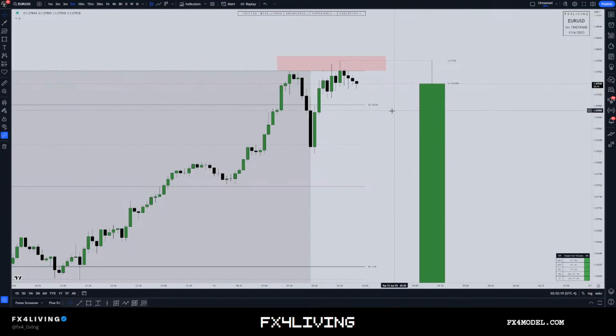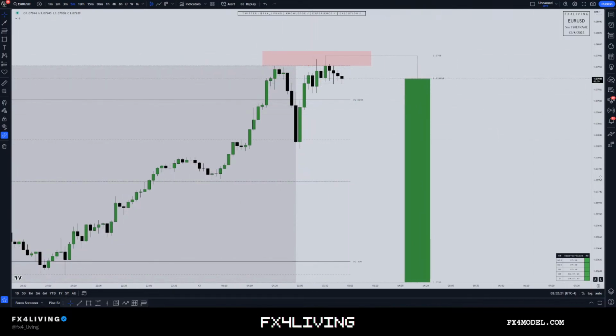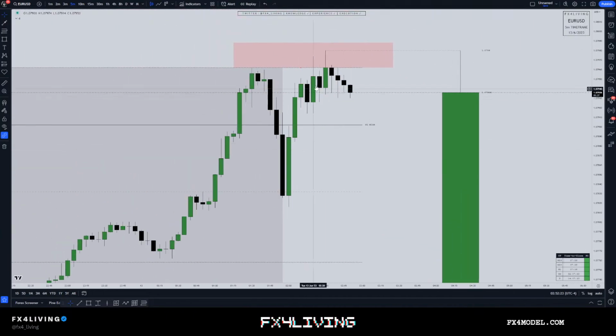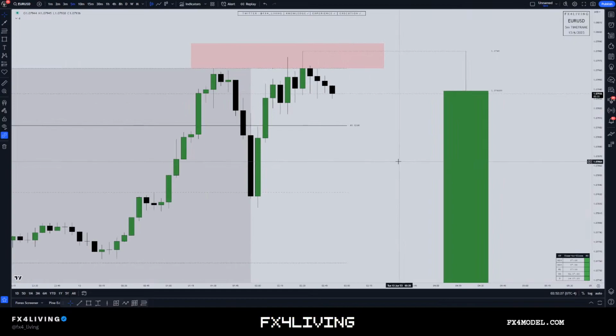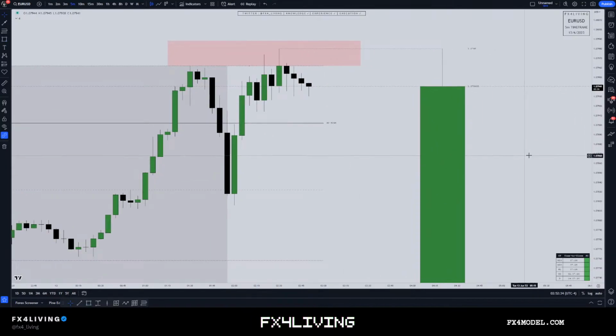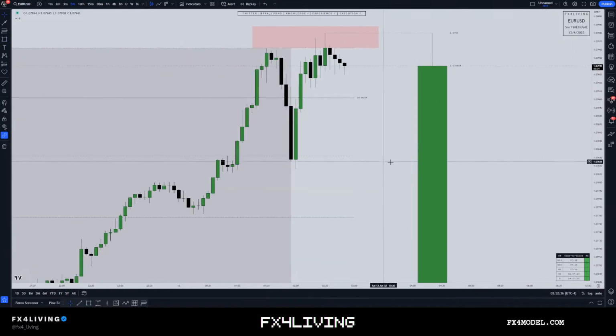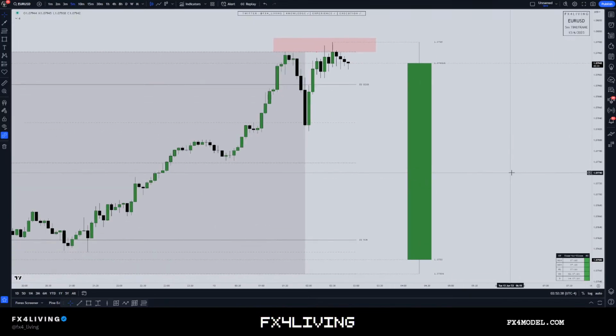But now, look at the candle. This is just a small candle, right? There's no displacement or anything. So I'm still waiting for now, to be honest. I have a little bit of fair value here, but it's not enough. I want to see more.